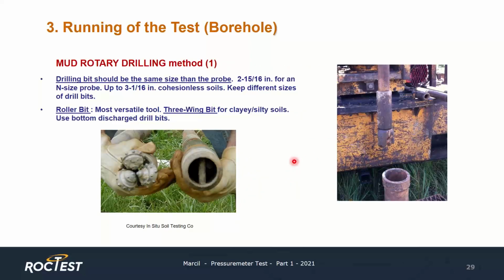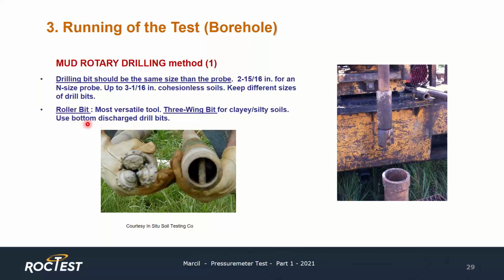So now I will talk a little bit about the mud rotary drilling method, since we really suggest learning how to use this method. First, it is important to use drill bits that have the same size as the probe. So for an N-size probe, you should use the 2 and 15/16-inch drill bits, up to 3 and 1/16 in cohesionless soils. So you may keep different sizes of drill bits on site to adjust for any variation in the soil type.